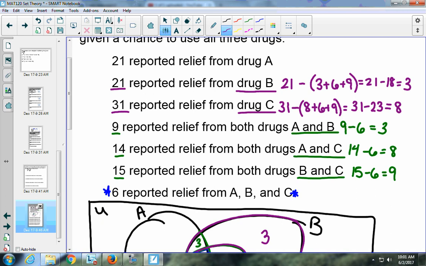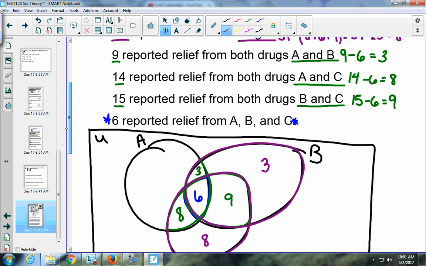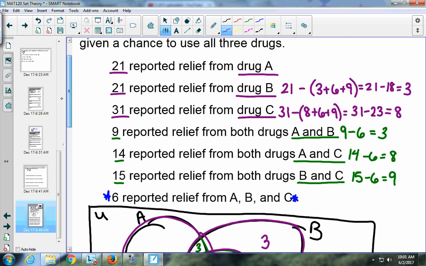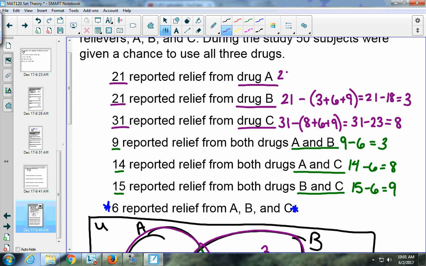Last but not least, we have our 21 people reported relief from drug A. So if we look at our set A, there's 3 numbers in there already, 3, 6, and 8. So we will do 21 minus 3, 6, and 8, which is really 21 minus 17, or 4 people.